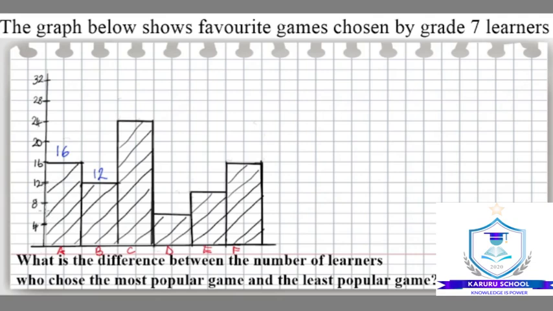How do we identify the number of learners who preferred a particular game? Just read from the vertical axis, which is our y-axis, the number corresponding to the top of each of the bars. The third game was preferred by 24 learners, and this has been obtained by identifying the corresponding number from the y-axis. And then we have the number of learners who preferred game D. These were a number between 4 and 8.